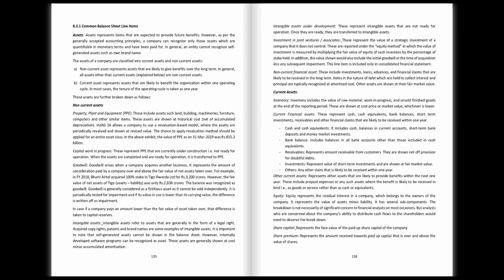Non-current assets. Property, plant, and equipment, PPE. These include assets such as land, buildings, machinery, furniture, computers, and other similar items. These assets are shown at historical cost, net of accumulated depreciation. Ind AS 16 allows a company to use a revaluation-based model where the assets are periodically revalued and shown at revised value. The choice to apply the revaluation method should be applied to an entire asset class. In the above exhibit, the value of PPE as on March 31, 2019 was 815.2 billion rupees.